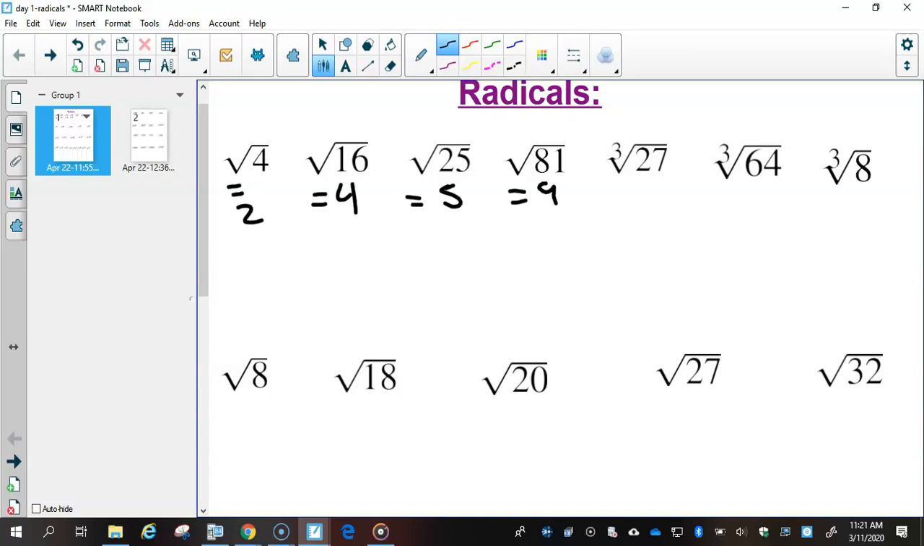Now, the same way we do square roots is the same way we do cube roots. You're thinking about what number times itself 3 times would be 27. 3. So 3 times 3 is 9. 3 times 9 is 27.